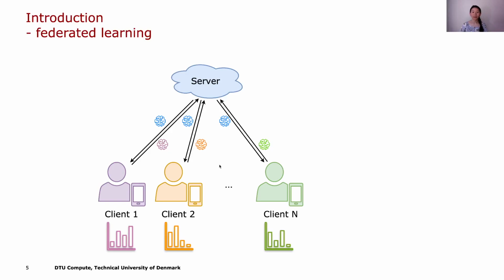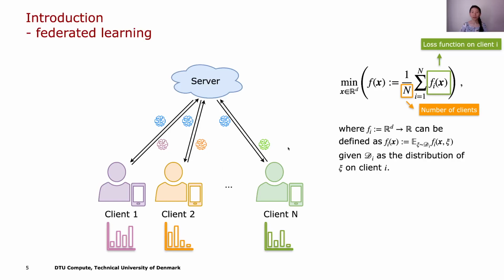To formalize this scenario, we can formulate our problem as minimizing the average of the loss function across multiple clients. We can define the loss function as the expectation of the loss with respect to the stochastic sample from the distribution on a single client. However, in federated learning, since each client collects the data individually, it's unavoidable to have heterogeneous data distribution. Therefore, addressing the issue of data heterogeneity is very crucial in federated learning.